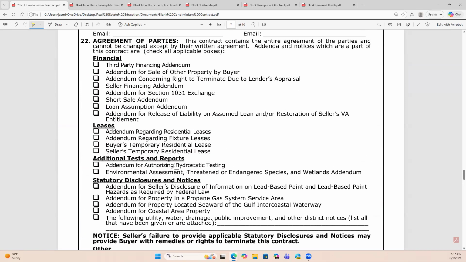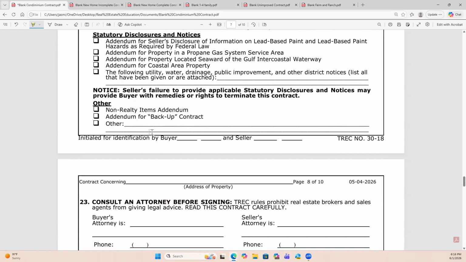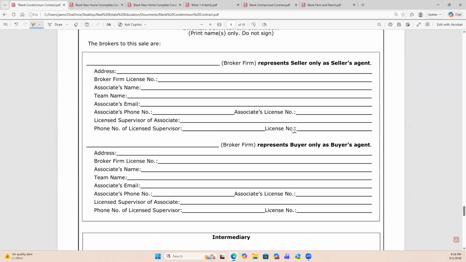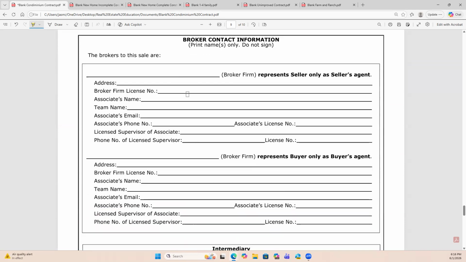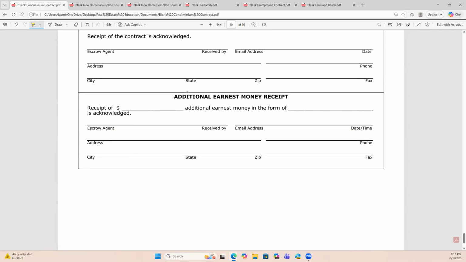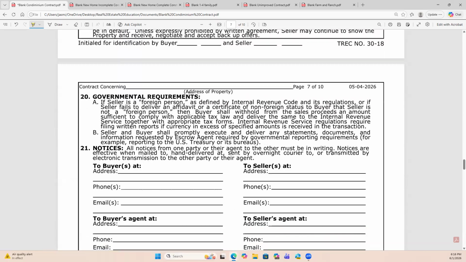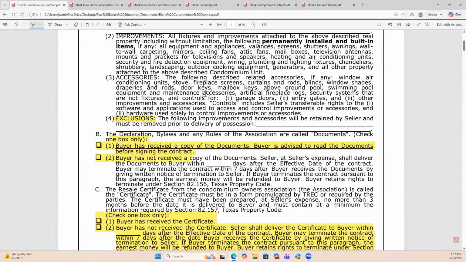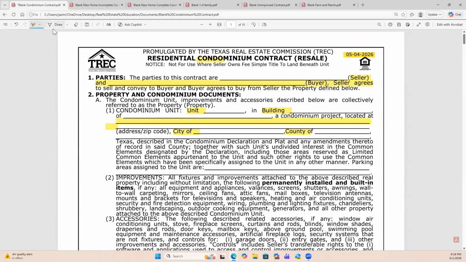If you are adding any type of addenda or notices, this is the location now with the new contract. And your information as far as who's getting paid, who's representing who, this is all on page 9. This is what it looks like here in the new contract. And that is it. That's your condo contract. So anytime you are talking about condos, this is the document that you use. There is no exception. If it is a condo, we are only using the condominium contract, regardless, period.